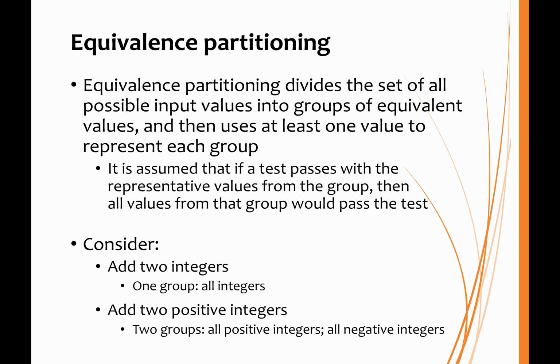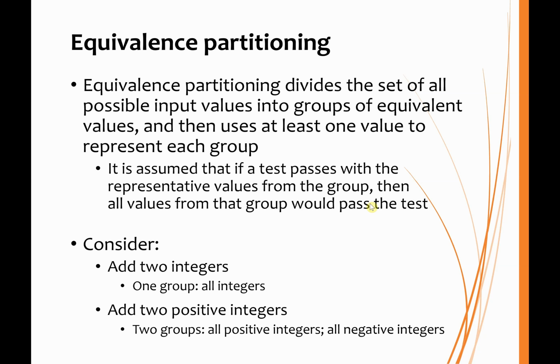And so we use a concept called equivalence partitioning. This is where we divide the set of all possible input values into groups of equivalent values, and then use at least one value from each group as a representative value. And if the test passes with that representative value, we can assume that the test will pass with all values from the same group.